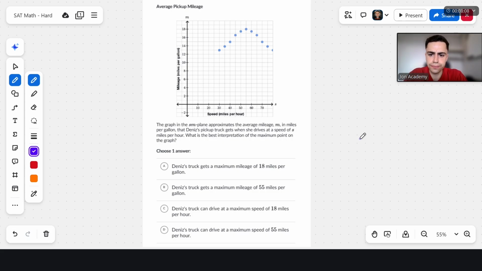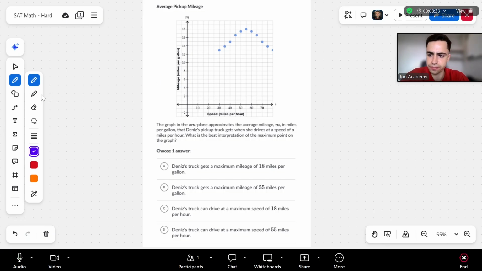Let's check this next one, average pickup mileage, and we have this graph. This graph in the SM plane approximates the average mileage M in miles per gallon that Dennis's pickup truck gets when she drives at a speed of S miles per hour. What is the best interpretation of the maximum point? The maximum point is the one here, 18 at around 55 miles per hour.